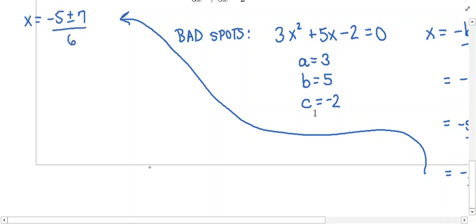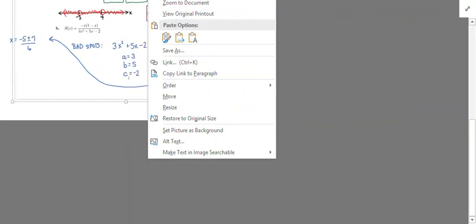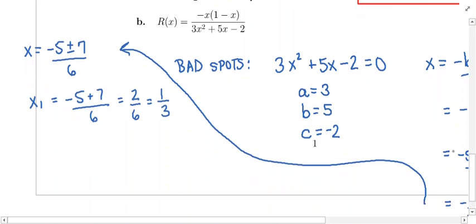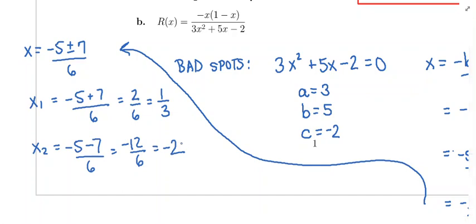This is going to produce 2 bad spots. The first one we get by picking the plus sign in the middle. So -5 plus 7 divided by 6. This is going to be 2 over 6, which is 1/3. So that's one bad spot. The other bad spot we get by picking the minus in the middle. So that's going to be -5 minus 7 over 6, or -12 over 6, which is -2. So we have 2 bad spots. The domain is going to be all real numbers except for x equals 1/3 and x equals -2.